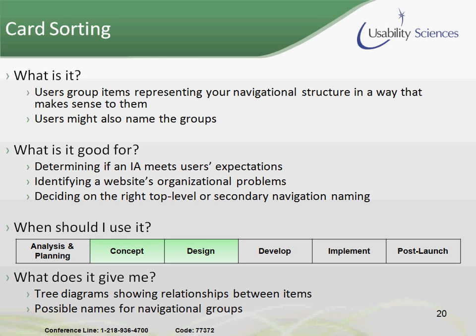Anyway, that's a very simplistic idea of what a card sort is, but it sometimes helps people get an idea. So what is this good for? It's great for determining if an IA meets users' expectations. It's great for identifying a website's organizational problems, and it can help you decide on the right top level or secondary navigation naming.